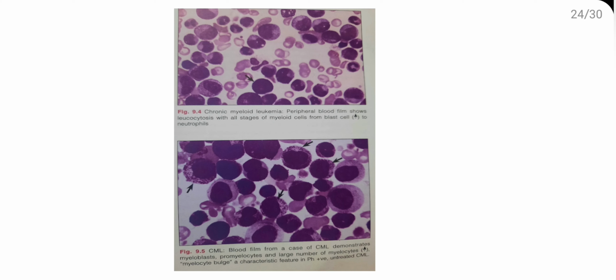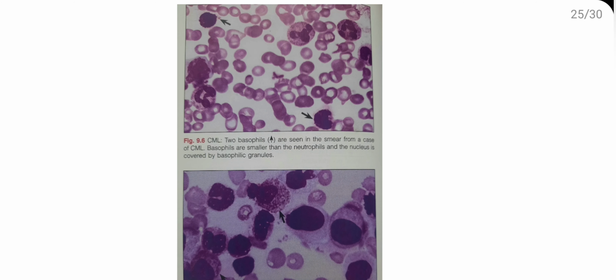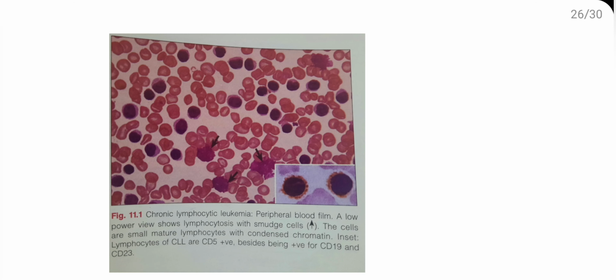You see all series of myeloid cells. You are seeing here metamyelocytes, here myelocytes, here band forms, and here neutrophils, and all these arrowed cells are myelocytes. So there is a myelocytic bulge, hence it is chronic leukemia, and you are seeing a myeloid series of cells, hence it is chronic myeloid leukemia. And you are also seeing basophilia and eosinophilia.